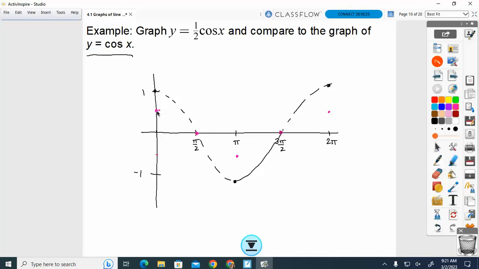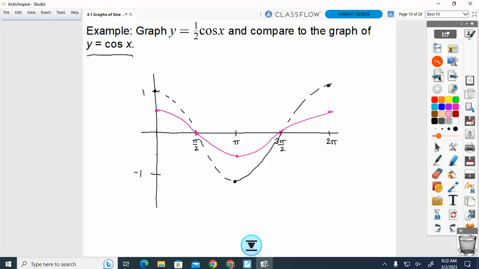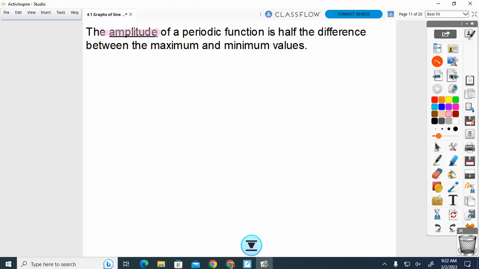So what did the 1/2 do to my graph? It shrinks it. Isn't that what we would have expected based on algebra transformations? So it's the same thing here, except we call that the amplitude. This pink graph that I drew has an amplitude, or a height, of 1/2. So the amplitude of a periodic function is half the distance between the maximum and minimum. It goes from negative 1/2 to positive 1/2. So the amplitude is basically your height from the center. Center is the middle. How far above and below that do you go?